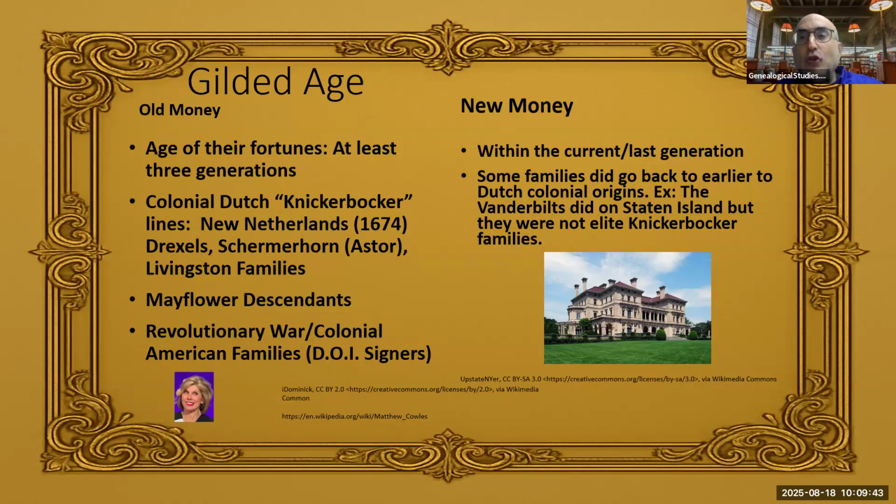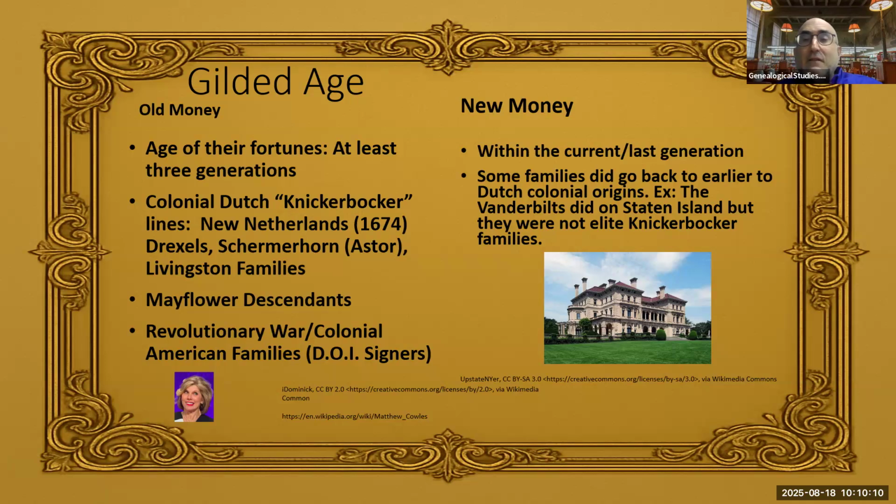Now, new money were people who made their fortune within the current generation or the last generation at that time. But it doesn't mean that these families were not early American settlers, which I found very interesting. Some of the families of the new money made their fortune late, but they'd also been in America, New York area, since Dutch colonial times.